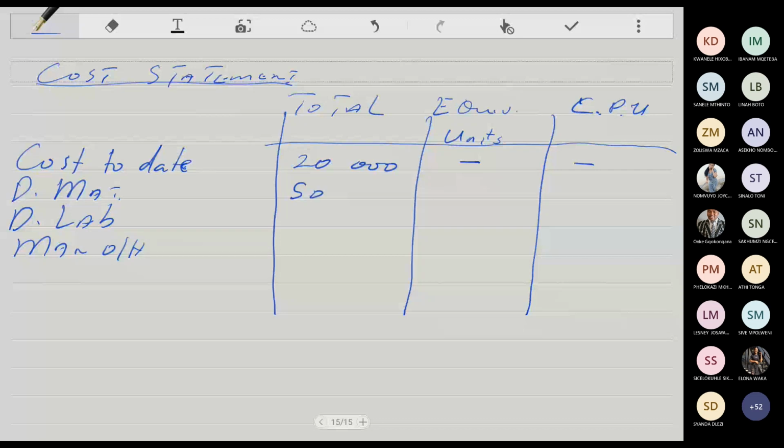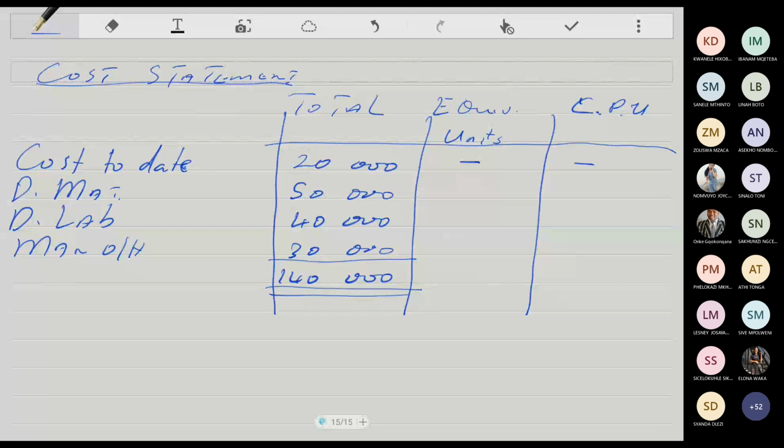I think it was 50,000 if I'm not mistaken. Let's check it. The following costs incurred in process one: material 50,000, labor 40,000, and 30,000. Yes, I'm correct. 50,000, then you've got 40,000 and 30,000. So once again, the total will be 140,000. There will be no change.